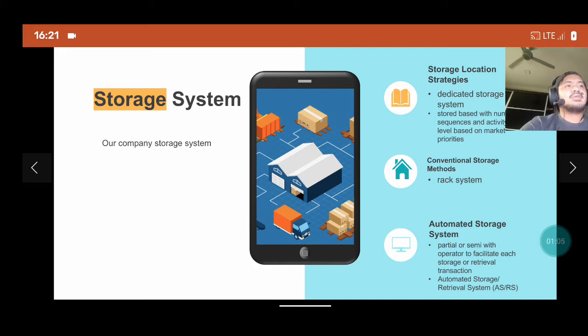Rack systems eliminate the use of large space inside our freezer, as less floor space is required to move the racks. And in the future, as our company grows, we might consider the use of an automated storage system. We may utilize a partial or semi-operator to facilitate each storage or retrieval transaction.